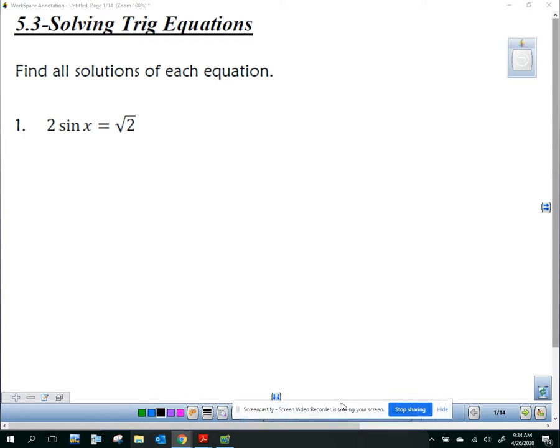All right, so this is number 1. All of the first section of the review is from 5.3, solving trig equations, if you need to look back at your notes. So number 1 says 2 sine of x equals root 2.